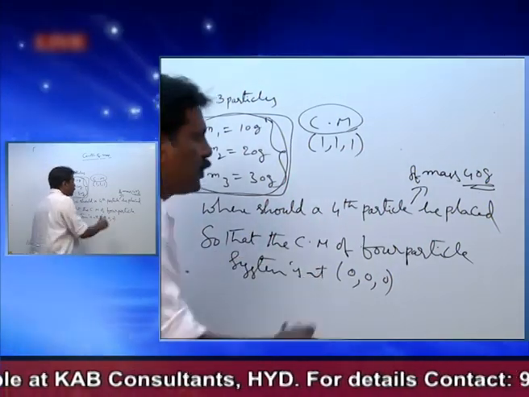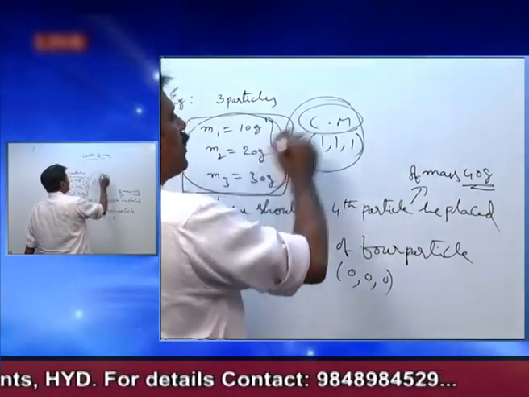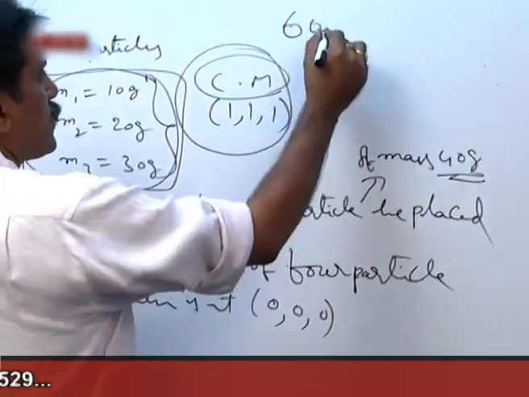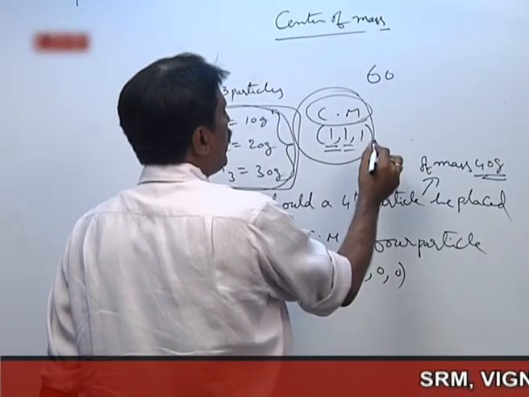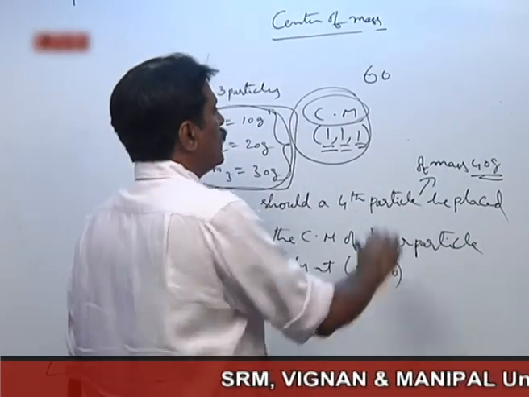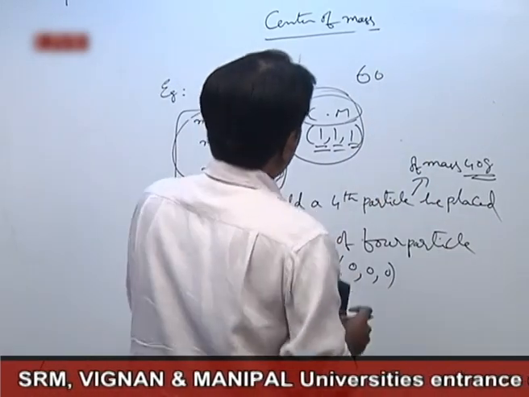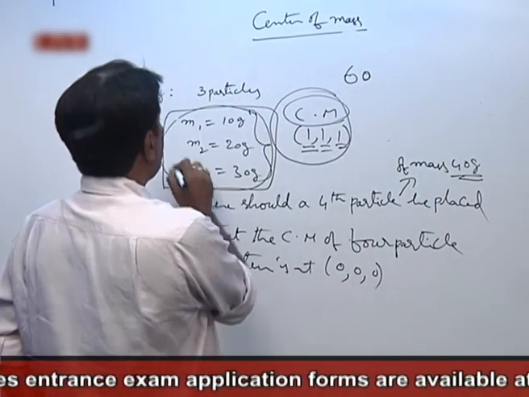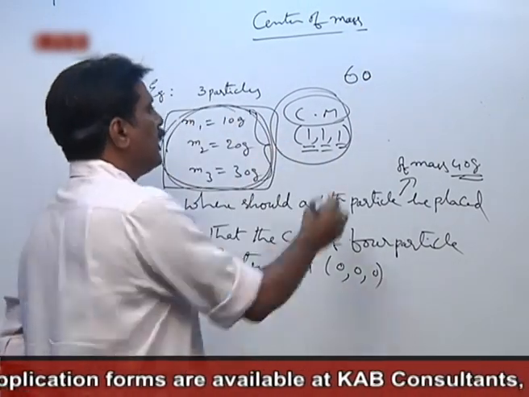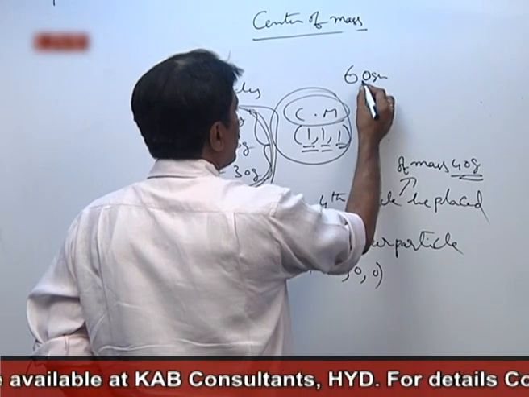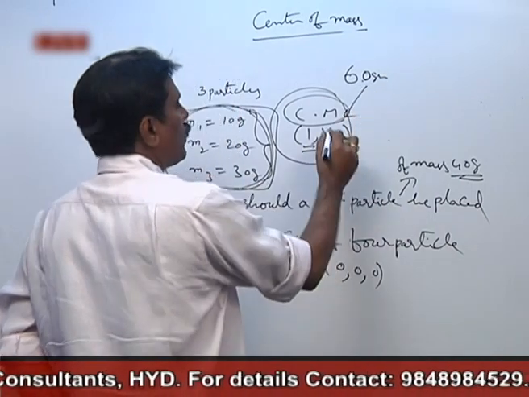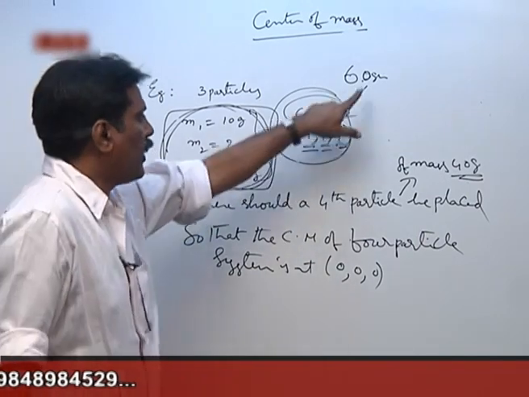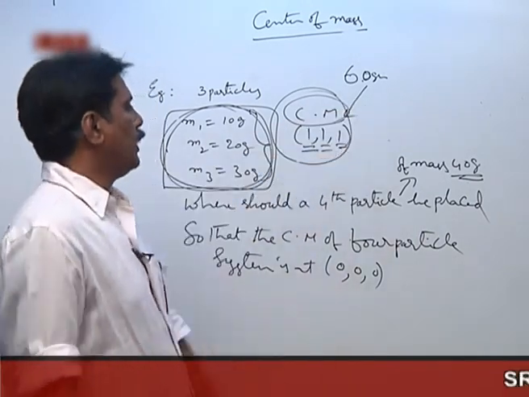For that, what should we do? Let us take 60 grams as a single mass, and its coordinates are x coordinate 1, y coordinate 1, z coordinate 1. So let us suppose the three together are one unit of 60 grams placed at the point 1, 1, 1.